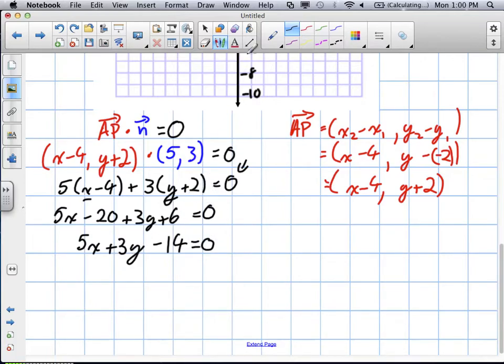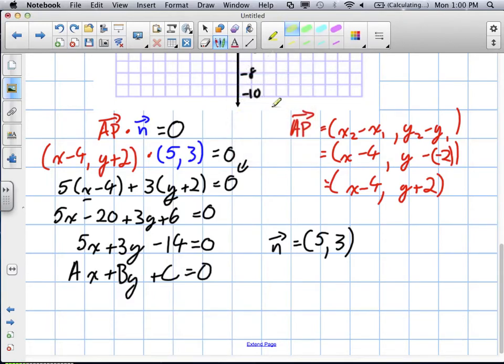Just to draw your attention back again, remember our normal value was (5, 3). Our form for Cartesian is ax plus by plus c. So our x value was 5, our y value was 3, and we had to solve for our c value, which is what we did in this question here.